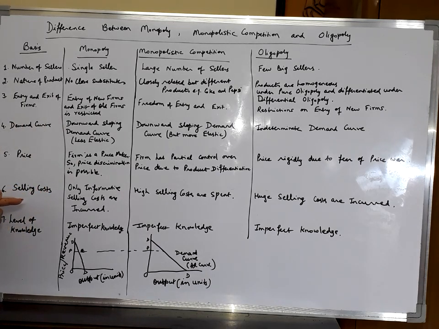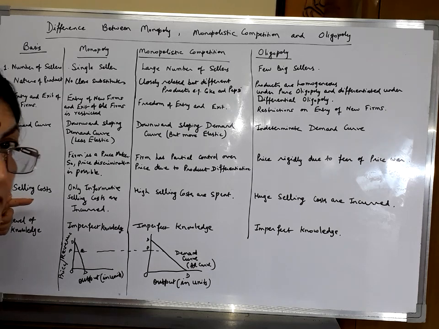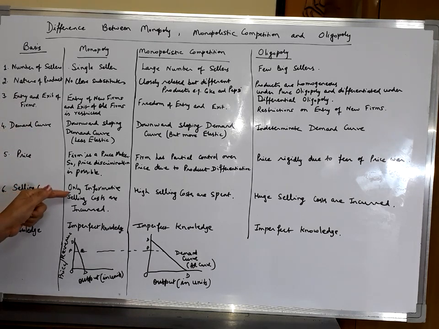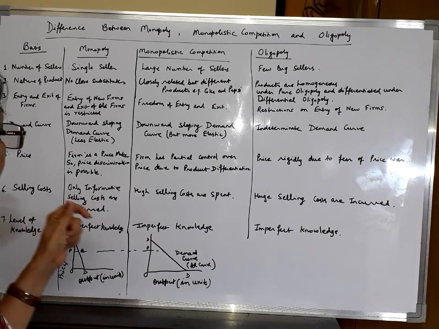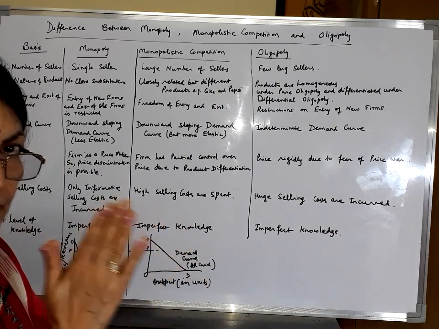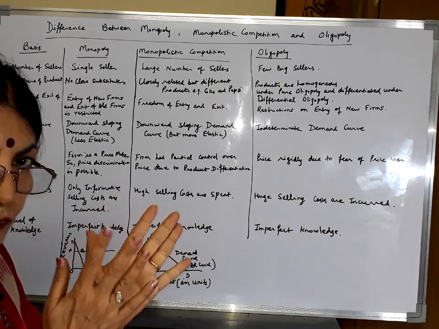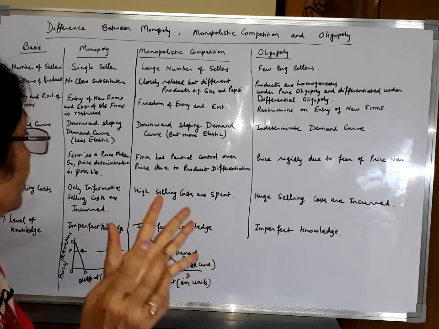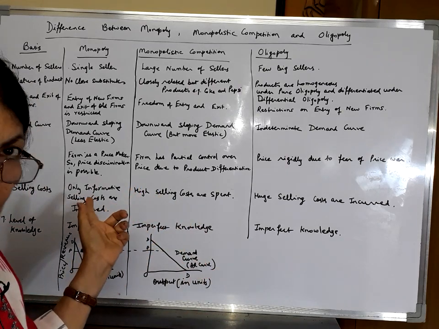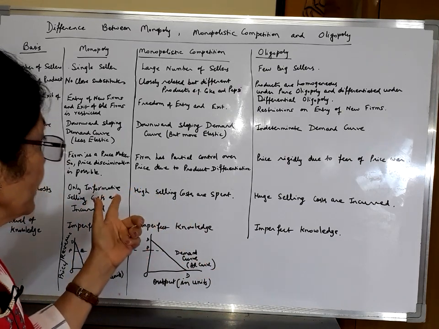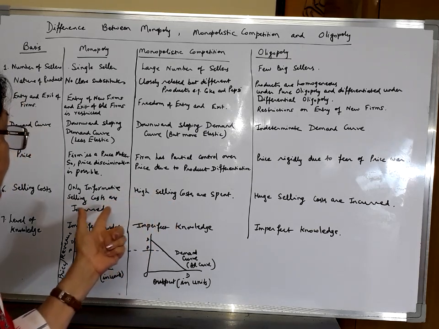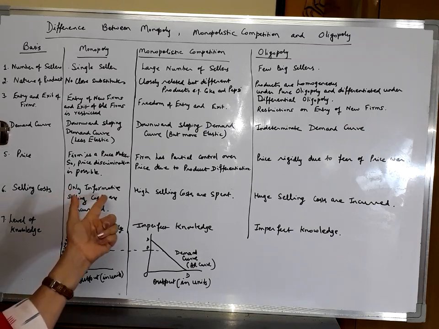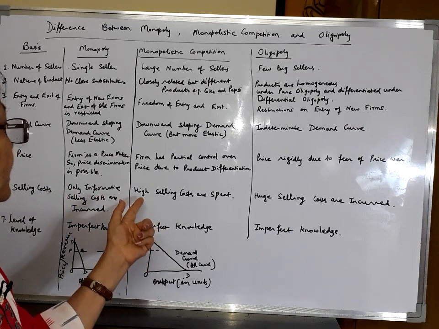The next feature is selling costs. Selling costs are advertisement costs. Under monopoly, only informative selling costs are incurred. That means just stating that yes, this is the price of the product. They don't have to really capture the market on the basis of the price. So it is not a very significant factor. Just to make the people aware that this is the price that they are charging. That is why informative selling costs have to be incurred.